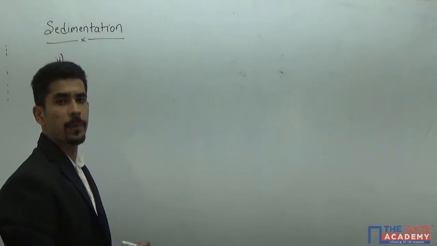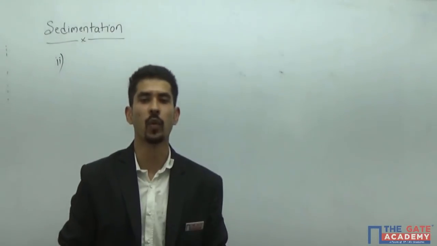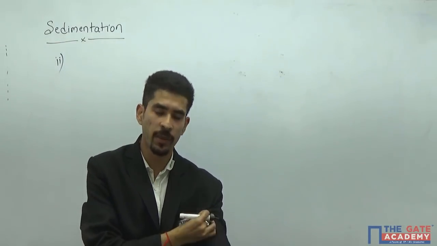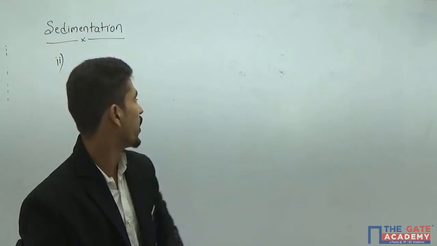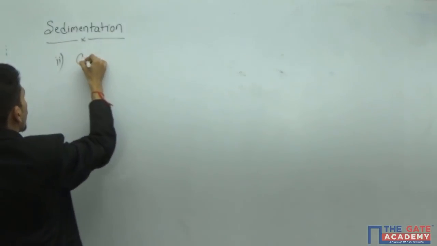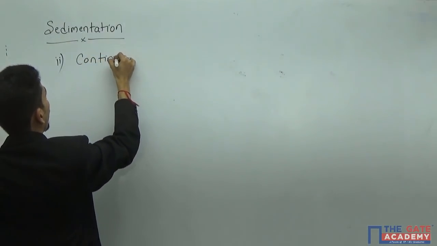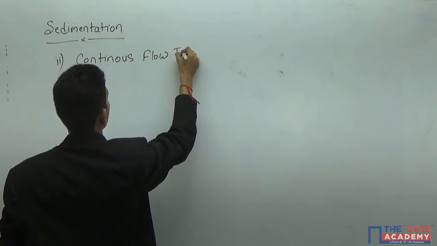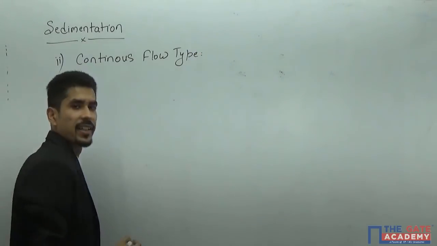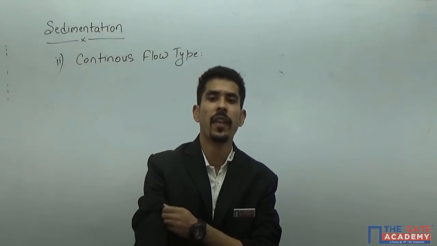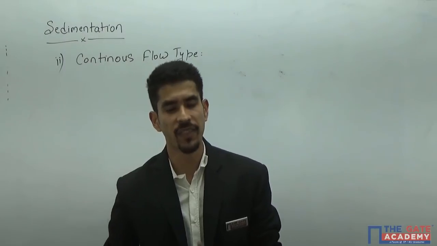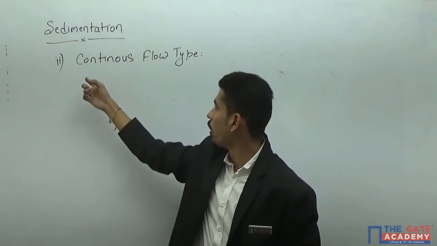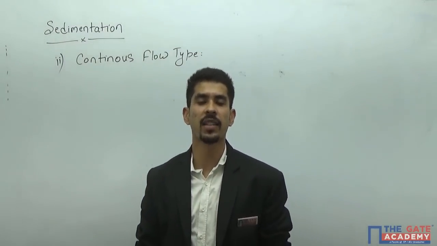The second type is the important one, that is the continuous flow type, which is important from our GATE point of view. Now, for this kind of tank, we have some assumptions. For continuous flow types, there are some assumptions.